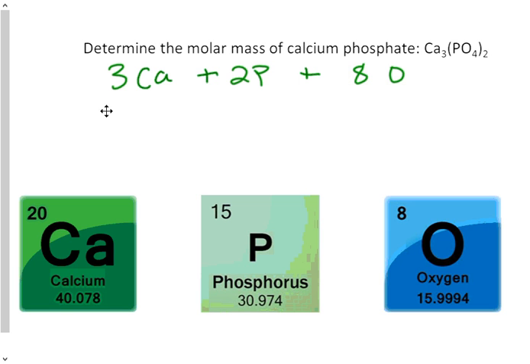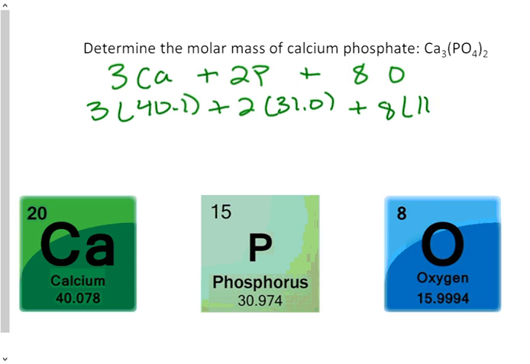So let's go ahead and add all this up. So I'm going to do 3 times calcium. Well, calcium down here is, I'll make it 40.1. So 3 times 40.1 plus 2 times my phosphorus, which is 30.97. I'll round that to 31.0. Plus, well, we know oxygen is 16, so 8 times 16.0. All right, so what does that get us?